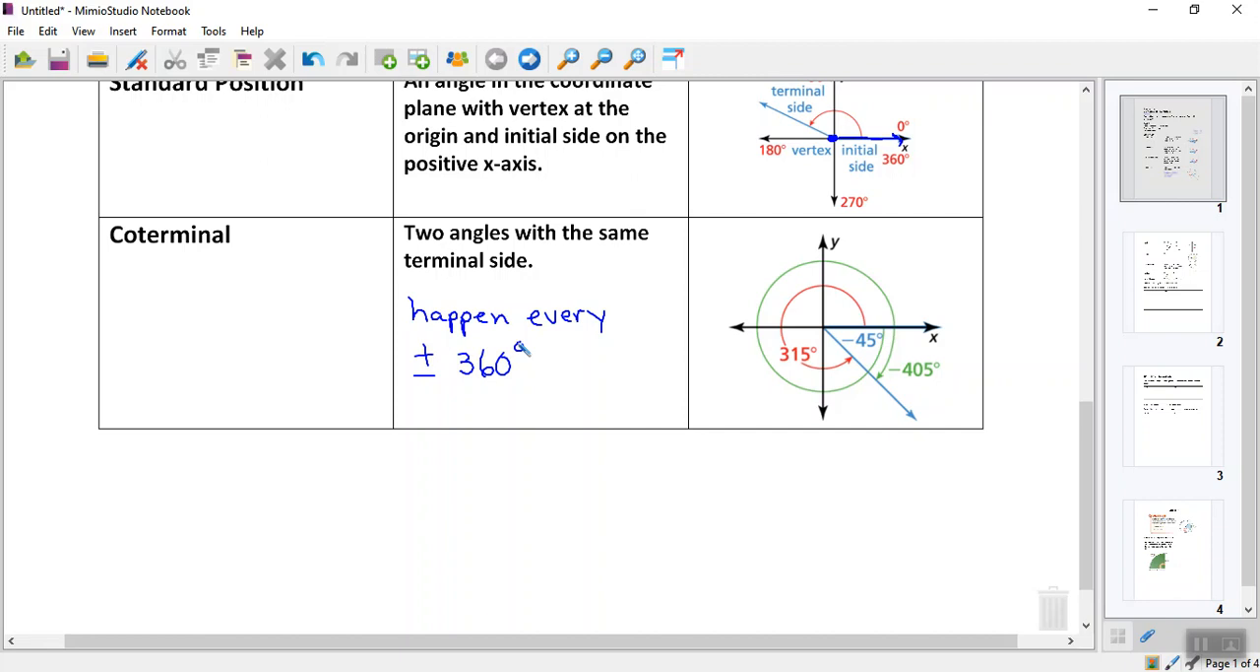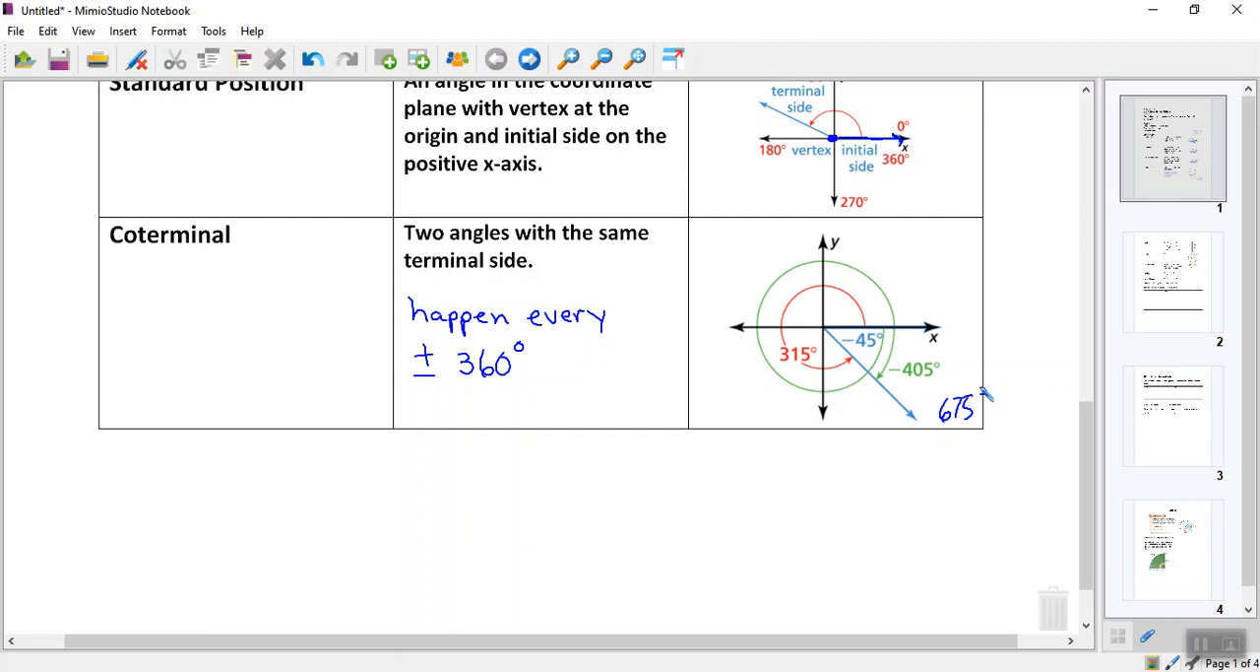675. So another possible coterminal angle down here would be 675 degrees. Whatever your original angle is, you just keep adding and subtracting how much to get another coterminal angle. You just keep adding or subtracting 360 degrees to end up in the same spot, okay?